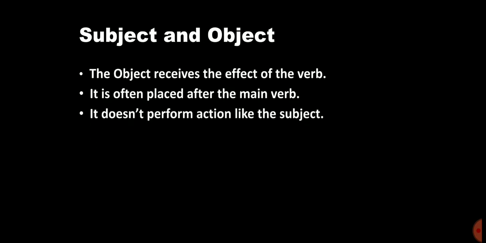Next topic is subject and object. I have told you what a subject is and how you can recognize it in a sentence. Here I will tell you about the object. The object receives the effect of the verb. It is often placed after the main verb. It doesn't perform the action like the subject. It receives the action. It means the action done by the subject is received by the object, and it can be whoever or whatever.